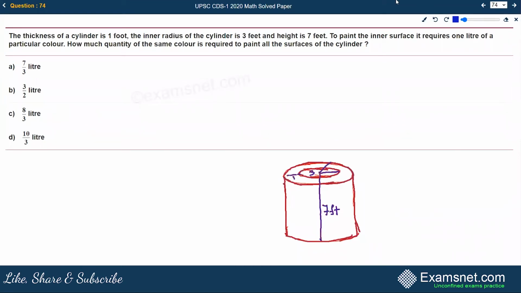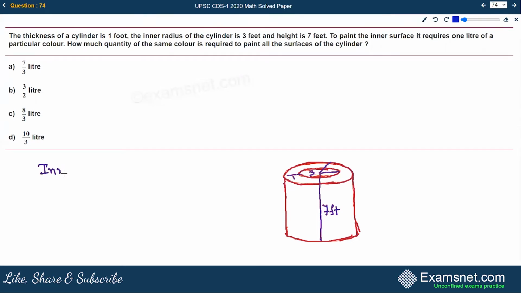In question number 74, we are given that the thickness of a cylinder is 1 foot, the inner radius of the cylinder is 3 feet and the height is 7 feet. To paint the inner surface, it requires 1 liter of a particular color. How much quantity of the same color is required to paint all the surface of the cylinder? Let me first write down all the given information.